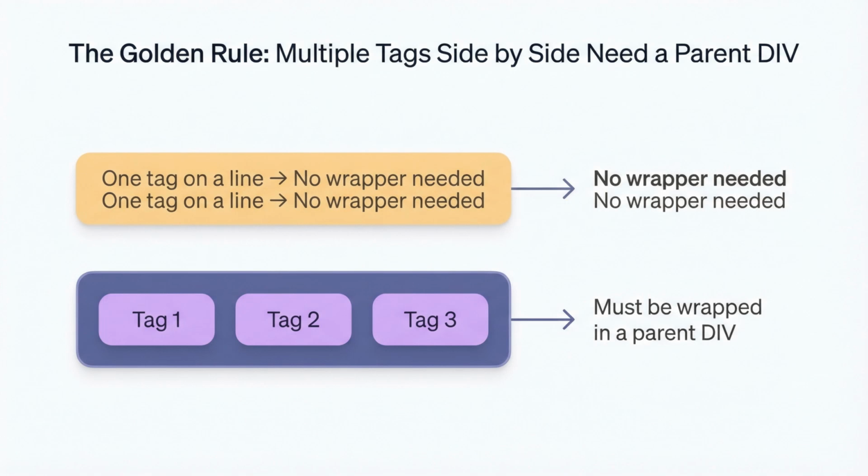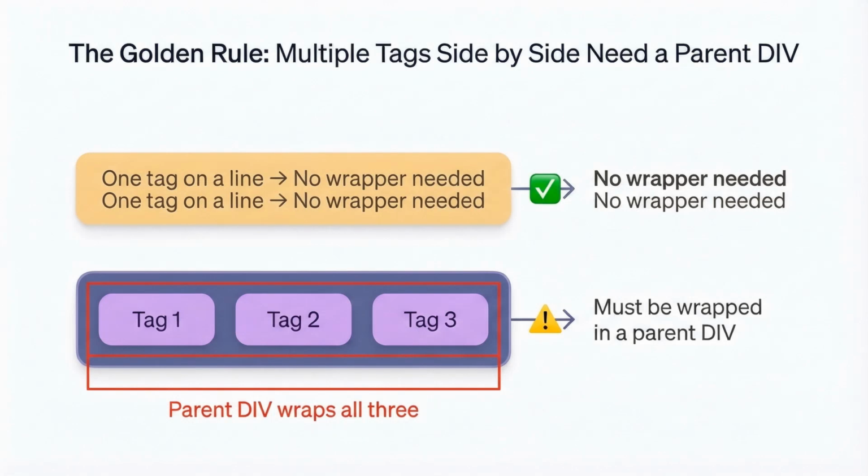This is probably the most important rule in this entire lesson. If you have multiple HTML tags sitting on the same line in your design, side by side, those tags must be wrapped in a parent div. A single tag on its own line doesn't need a wrapper, but the moment you have two or more sitting together, they get a box. Think of it this way. If those tags are siblings sitting next to each other, they need a parent. Without the parent div, applying CSS to them individually later becomes a nightmare.